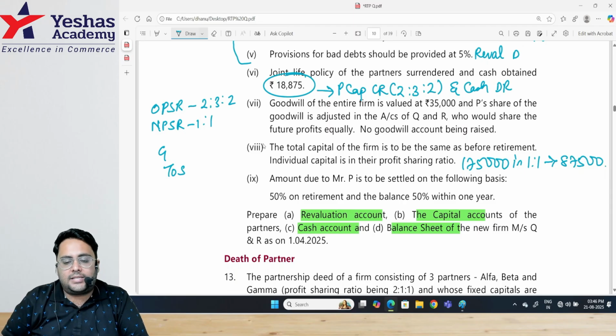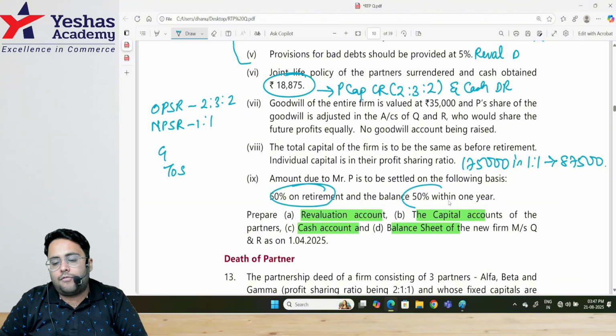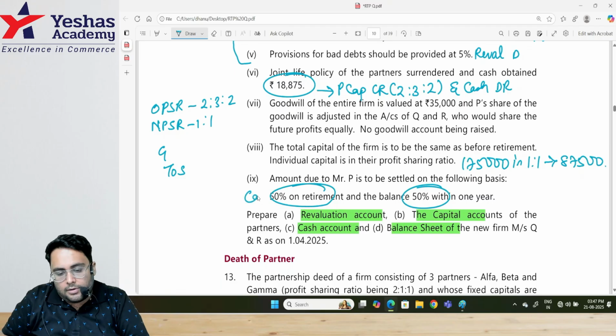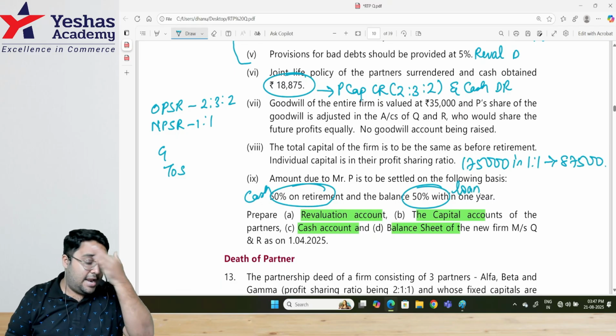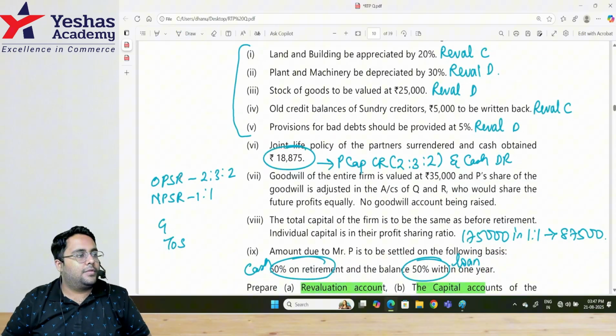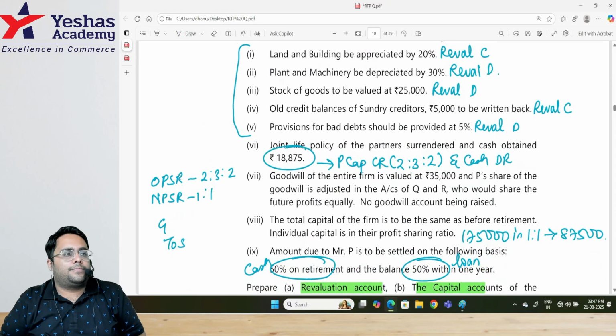Amount due to P is to be settled on the following basis: 50% on retirement, 50% within 1 year. This will go to your cash account, this will go to your loan account. Any doubt in any of the treatment? Will you be able to prepare?